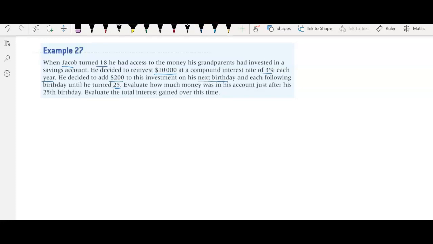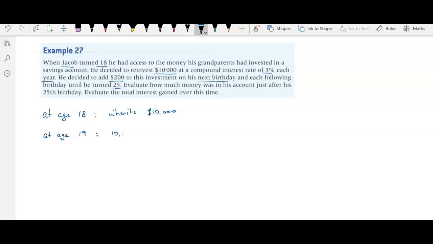All right. So let's just get this right. At age 18, he inherits $10,000. Okay, what happens then? He invests it at 3% a year, and he adds $200 on his next birthday. So, all right. So at age 19, let's say 1 year later, what's happened?